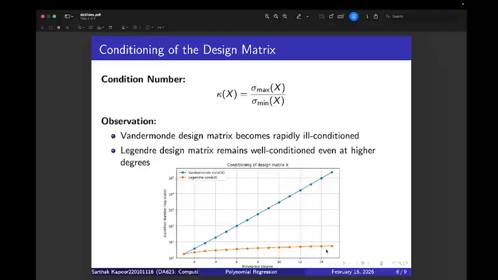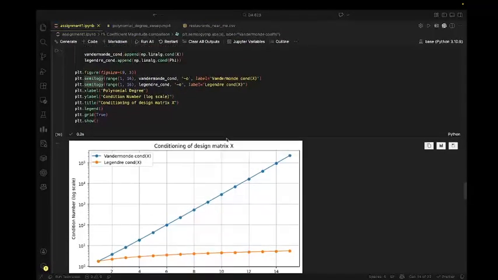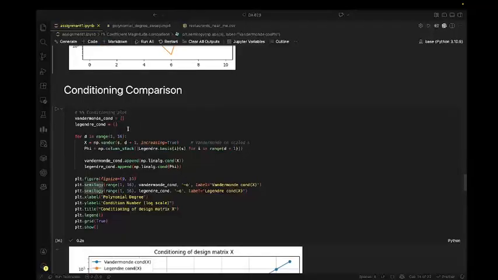So for Legendre this is actually very less as compared to what Vandermonde has, which leads to the fact that it is much more numerically stable as compared to Vandermonde. Here we have taken the degrees 1 to effectively 15, because the upper end is not included. So we have the Vandermonde design matrix and the Legendre design matrix.